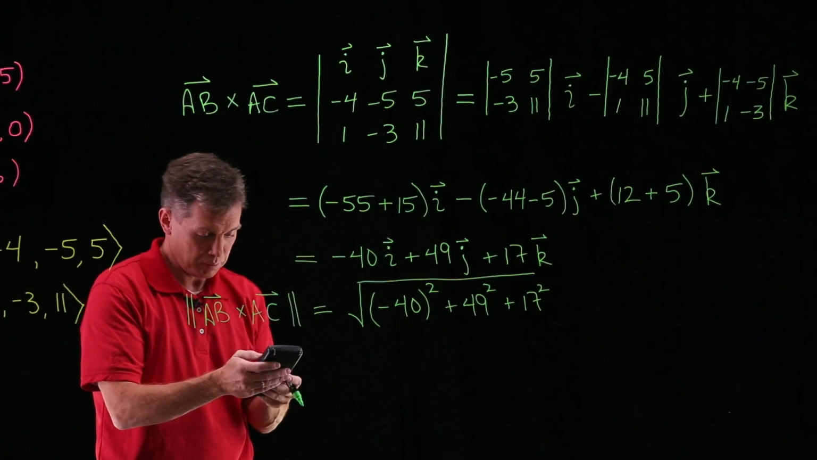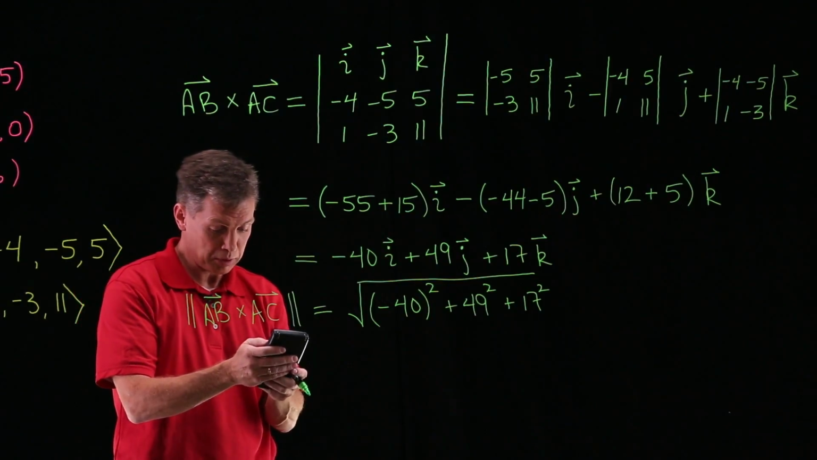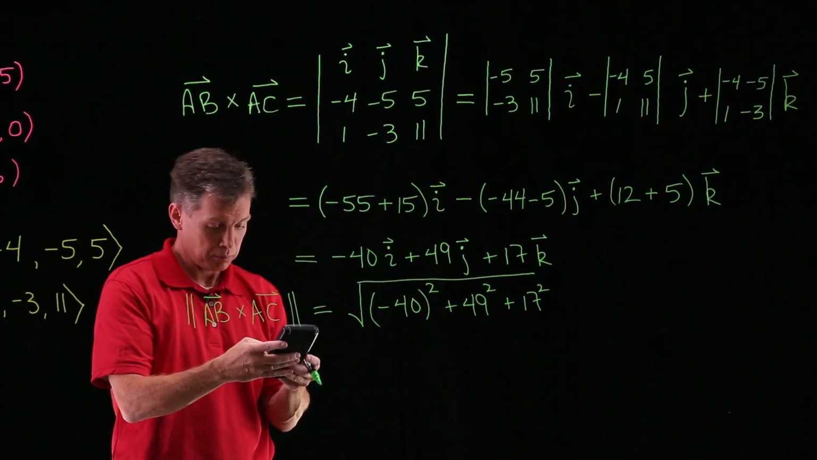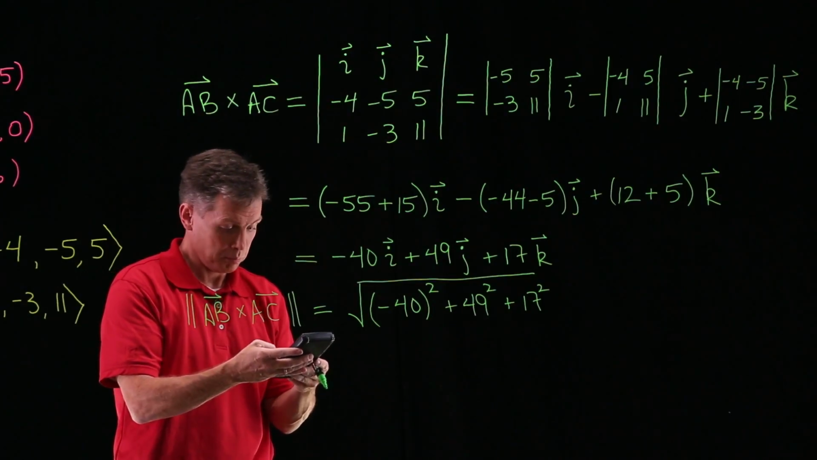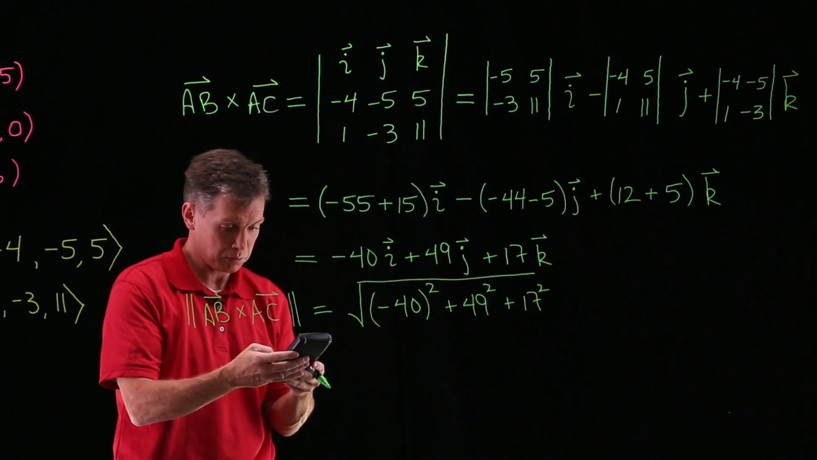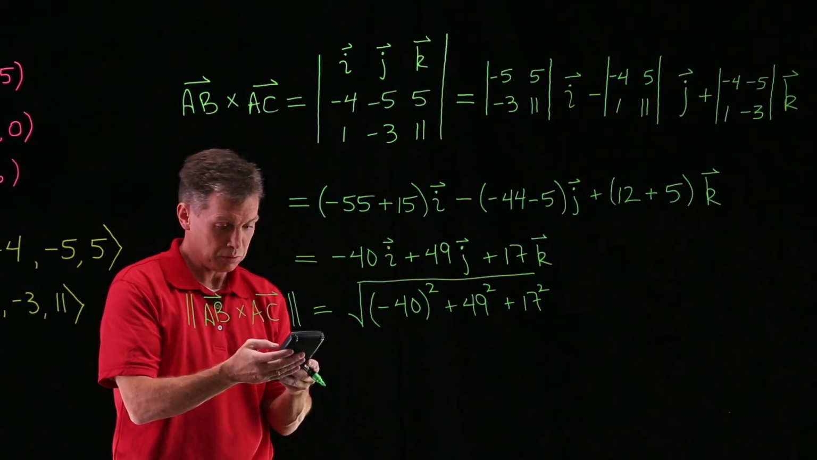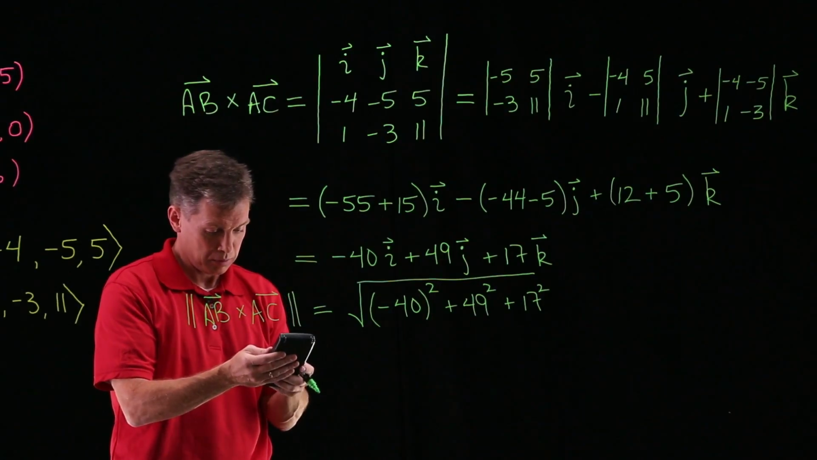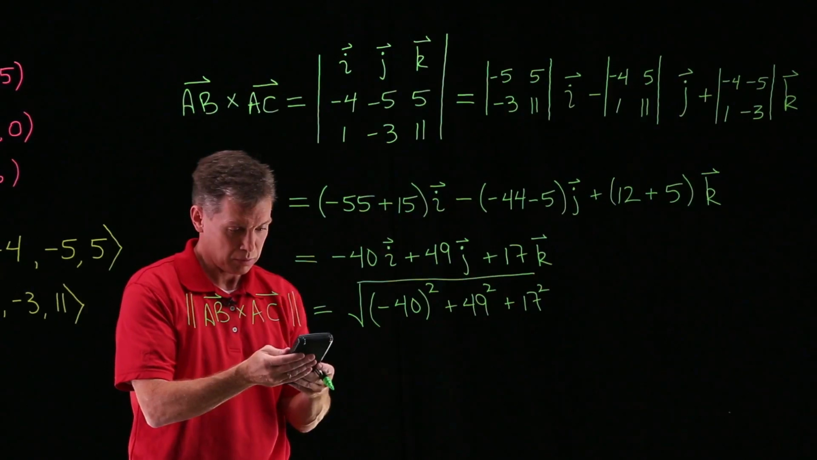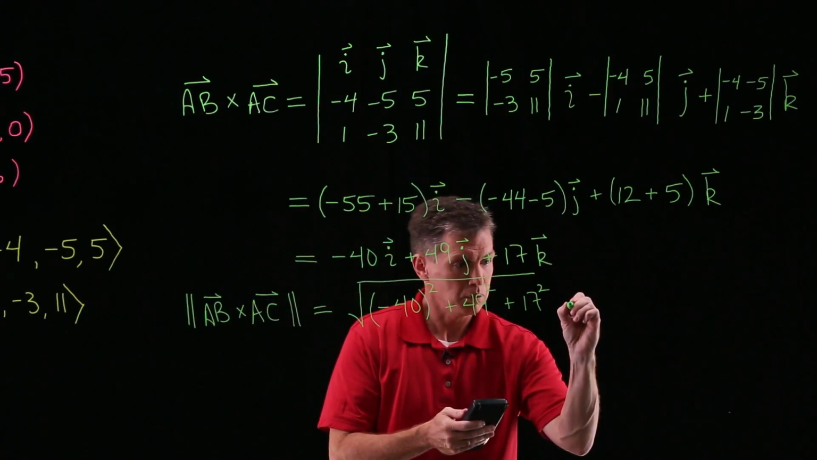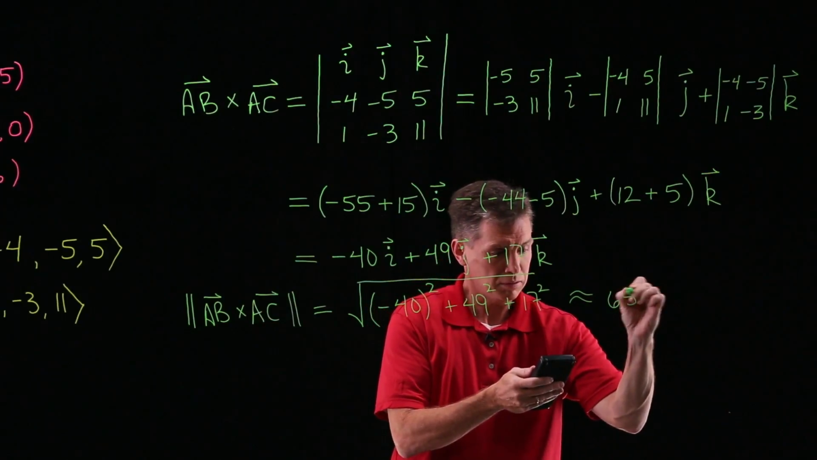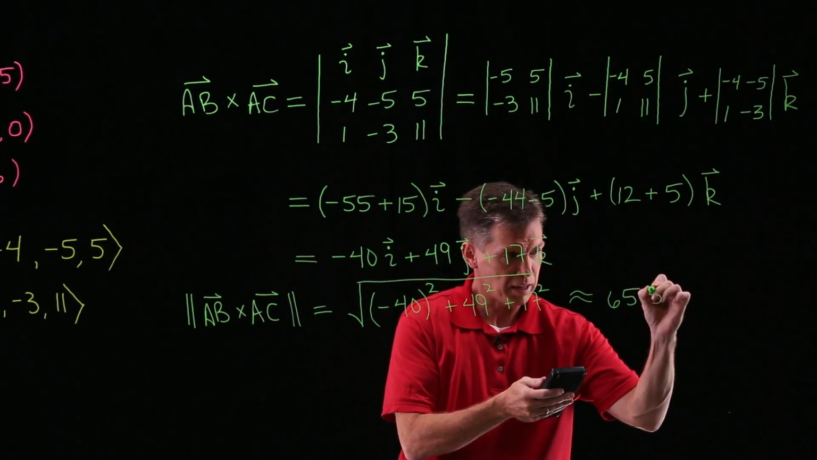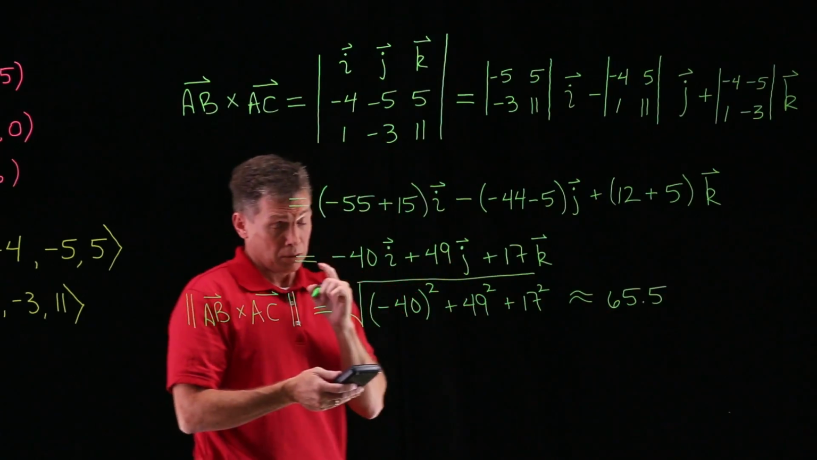And let's see. Looking at negative 40 squared plus 49 squared plus 17 squared, and I need the square root of all that. Square root. Looks like that will be approximately equal to 65.5. I round. Okay, that's good.